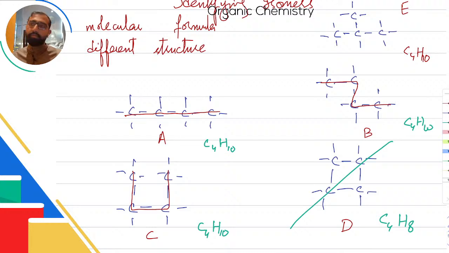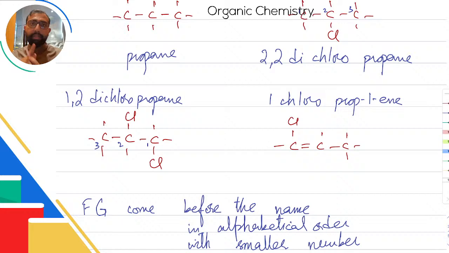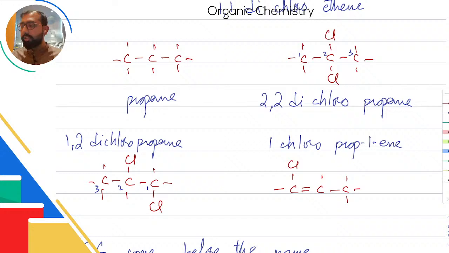So you identify isomers either by knowing that the functional group has switched places. This one is one chlorine on the first carbon, one on the second. That one is both chlorine on the second. So the functional group has switched places.